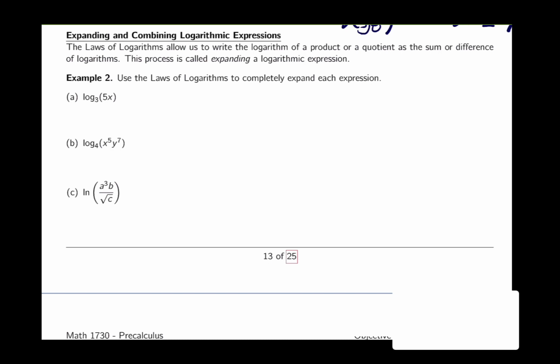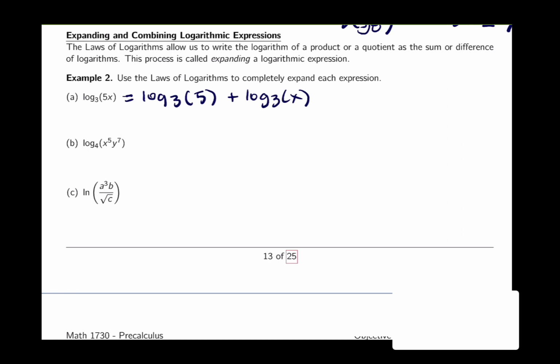In example 2, we will use the laws of logarithms in the forward direction to expand an expression. In this way, we will turn a logarithm with a complicated argument into a series of several logarithms with simpler arguments. In this first part, we have an argument of 5x, and inside of that logarithm, 5 and x are being multiplied together. So I can use the first law of logarithms to write this as 2 logarithms and adding between. I'll keep the base of the logarithm the same, and the argument now, 5 in the first one and x in the second one. This is fully expanded because now 5 and x cannot be further broken down.